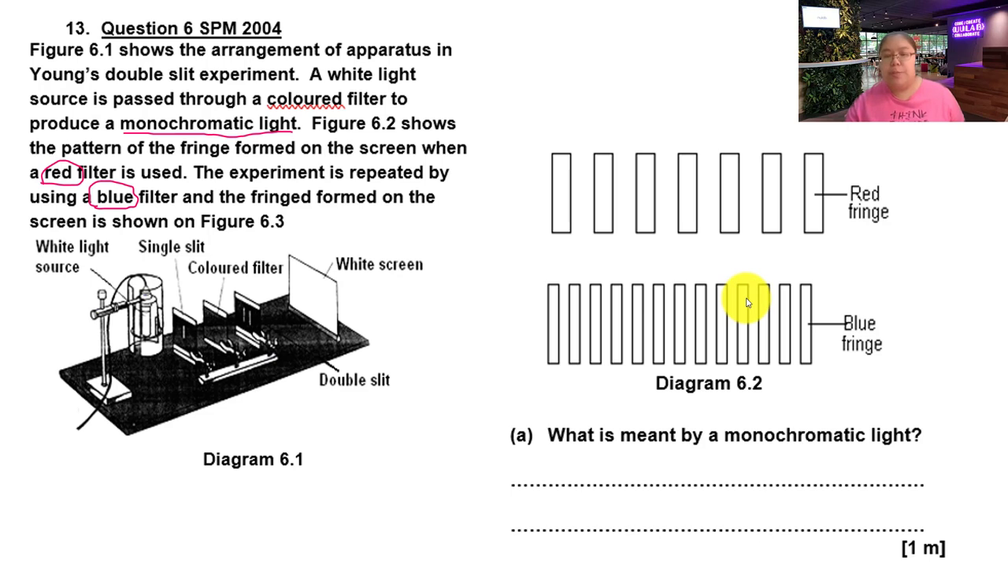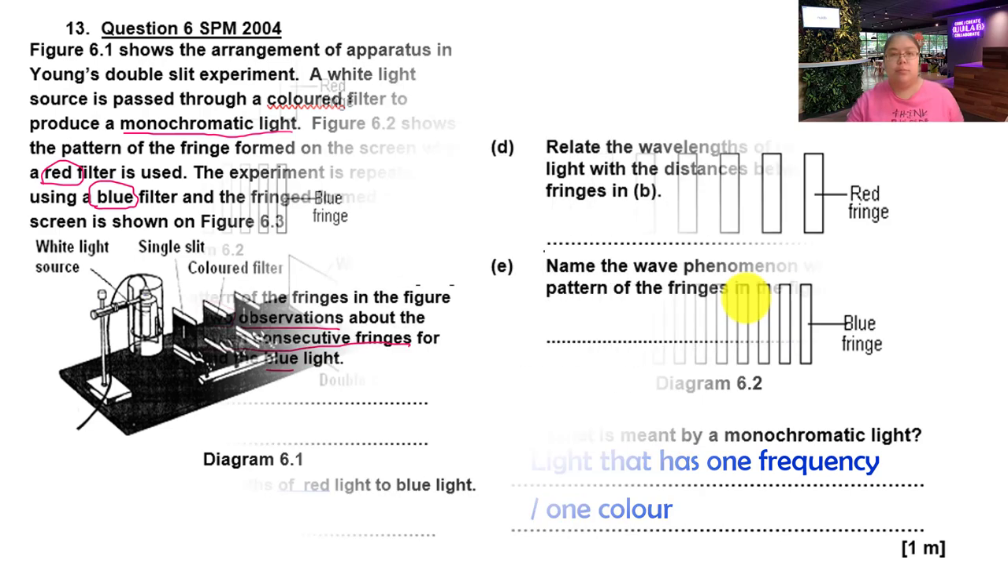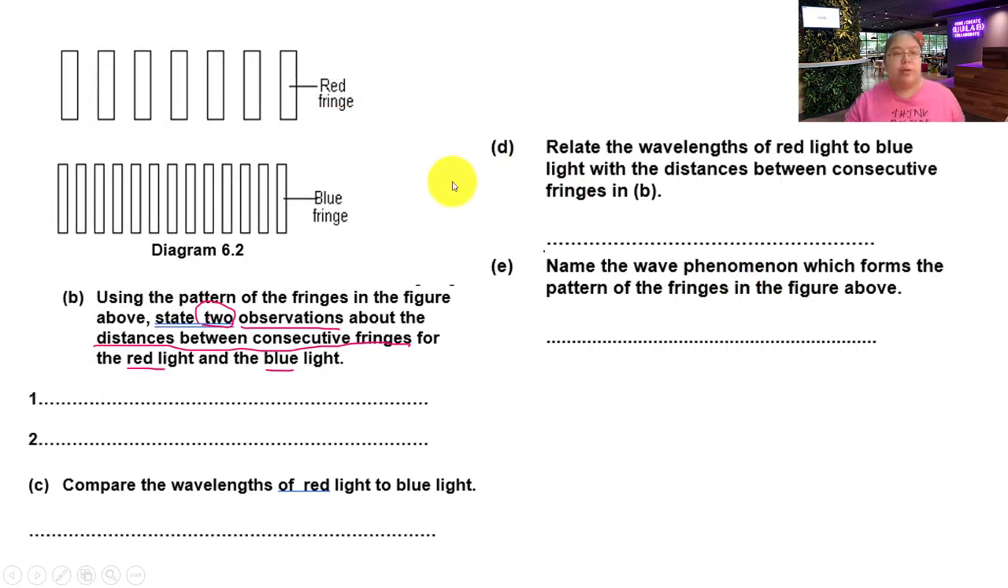Okay, first one, what is meant by monochromatic light? Monochromatic light means the color of the light is just one only. And also the frequency must be the same and the lambda must be the same. Okay, let's see the answer. Light that has one frequency and one color.